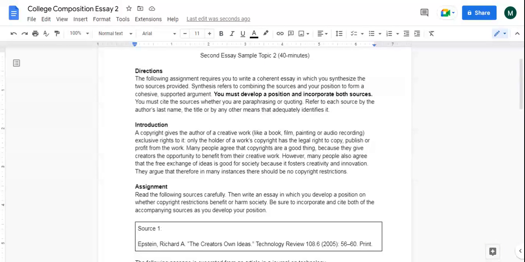Refer to each source by the author's last name, the title, or by any other means that adequately identifies it. Good to know. Introduction. A copyright gives the author of a creative work, like a film, painting or audio recording, exclusive rights to it. Only the holder of a work's copyright has the legal right to copy, publish, or profit from the work. Many people agree that copyrights are a good thing because they give creators the opportunity to benefit from their creative work. However, many people also agree that the free exchange of ideas is good for society because it fosters creativity and innovation. They argue that, therefore, in many instances, there should be no copyright restrictions.